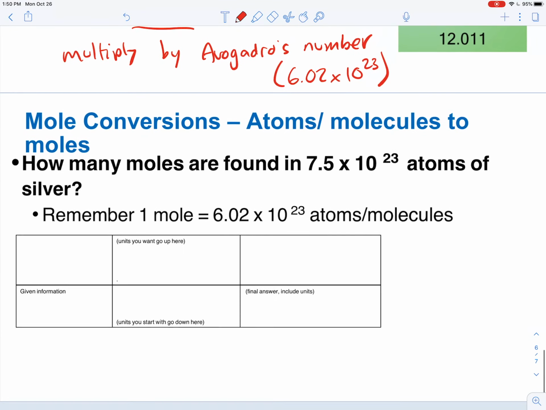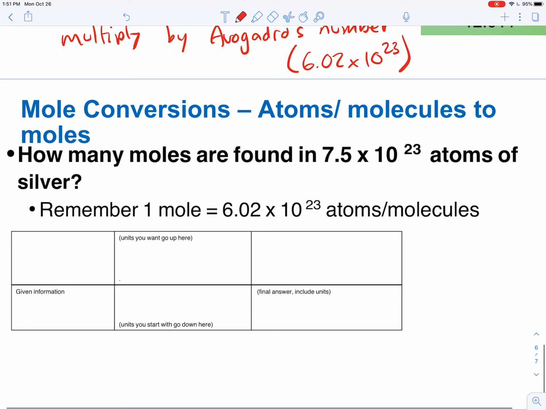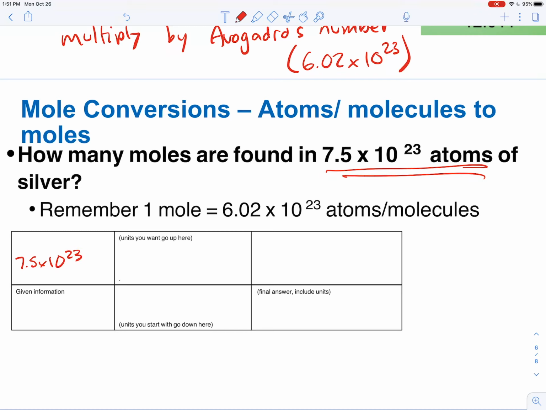Okay, one last example here. What if we are trying to go from atoms? How many moles are found in this many atoms of silver? Here we're going from atoms to moles. So I'm going to take that 7.5, again including units. Then I want to get moles, so I'm going to put moles on top and atoms on the bottom. For every 1 mole, I know that there are 6.02 times 10 to the 23 atoms.